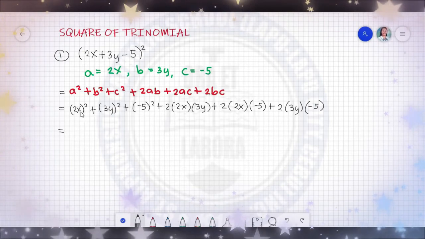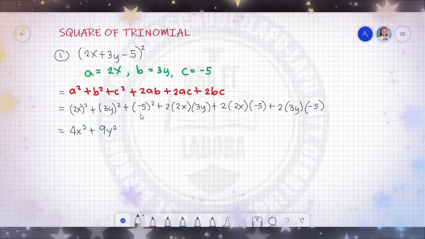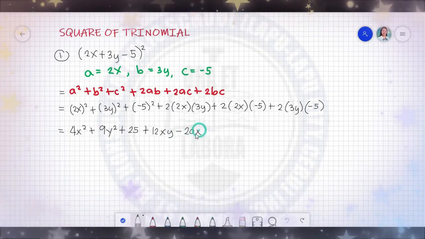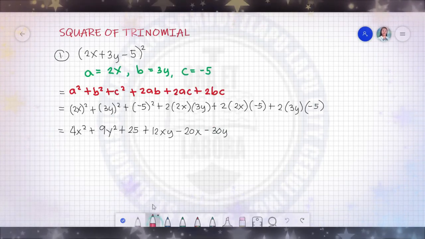This time, simplify. What is (2x)²? The answer is 4x². (3y)², that is 9y². And (-5)², that is +25. 2 × 2x × 3y, that is 12xy. Next, 2 × 2x × -5, that is -20x. Lastly, 2 × 3y × -5, that is -30y. Copy the variable y. And that's it. That would be our final answer. Always box your final answer.